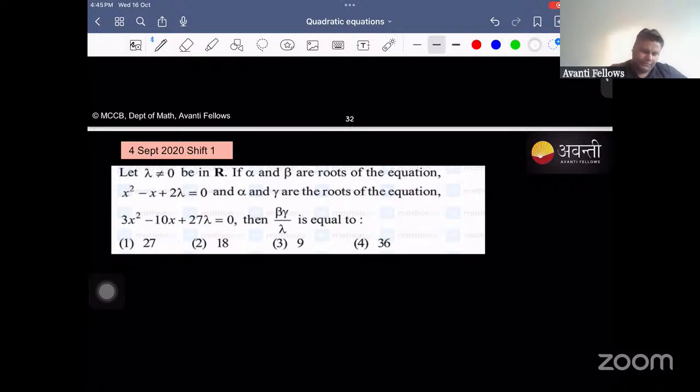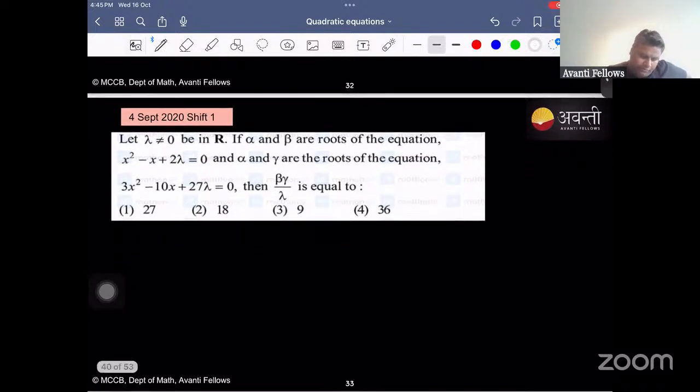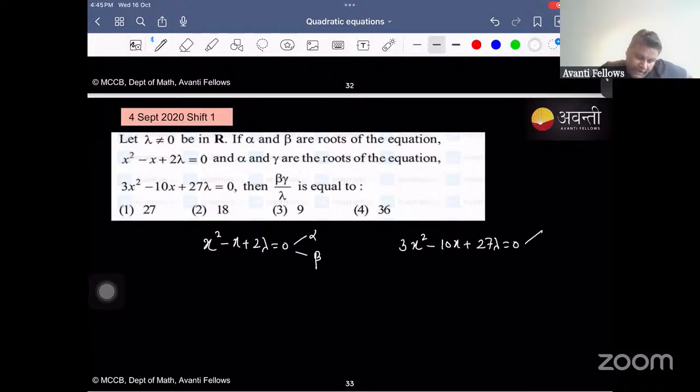See, lambda not equal to 0 is a real number, alpha, beta are the roots of this equation. So there is the equation x² − x + 2λ = 0 with roots alpha, beta. And now there is another equation 3x² − 10x + 27λ = 0 with roots alpha, gamma. Got it? Now, one thing I see here is that alpha is a common root.